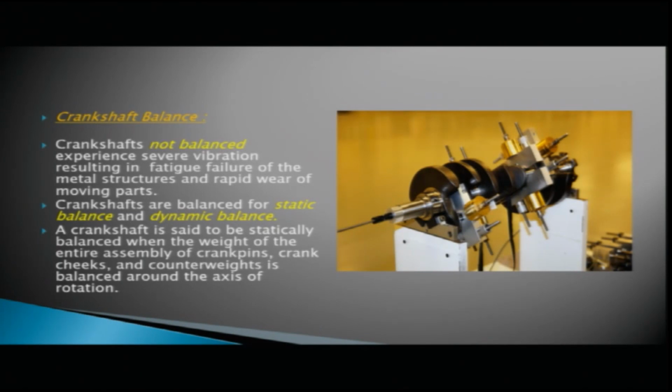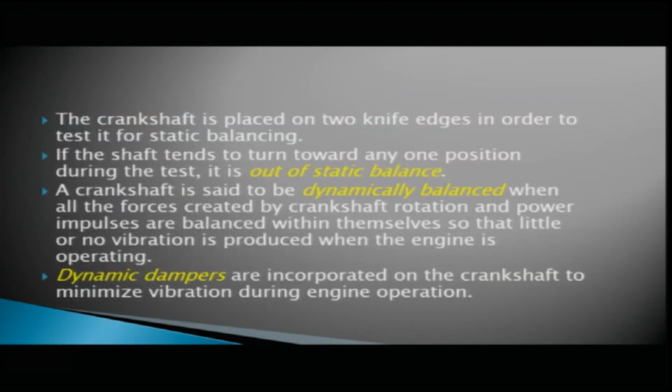A crankshaft is said to be statically balanced when the weight of the entire assembly of the crank pins, crank cheeks and counterweights is balanced around the axis of rotation. The crankshaft is placed on two knife edges in order to test it for static balancing. If the shaft tends to turn towards any one position during the test, it is out of static balance.